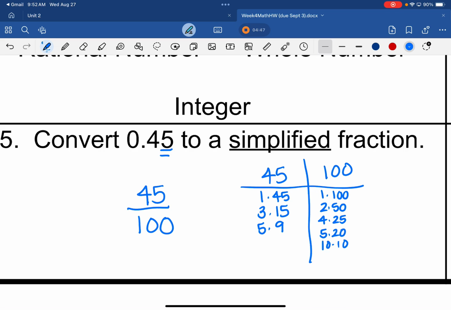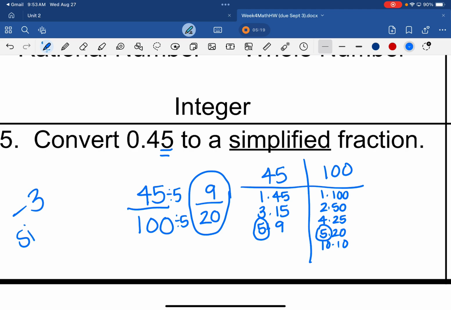And then I'm just going to look. Okay, well, they share 1. They share 5, and I believe that's all they share. So their greatest common factor is 5. So I'm going to take both of these, and I'm going to divide by 5. 45 divided by 5 is 9, and 100 divided by 5 is 20. So this is the simplified fraction. Now I'm going to tell you right now that if you turned it in and you only put 45 over 100, I would do minus 3, and I would say simplest form.